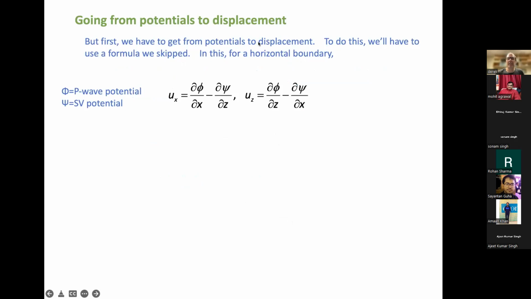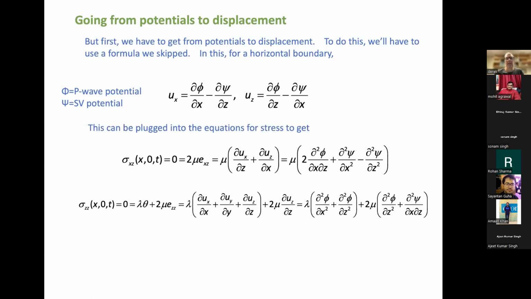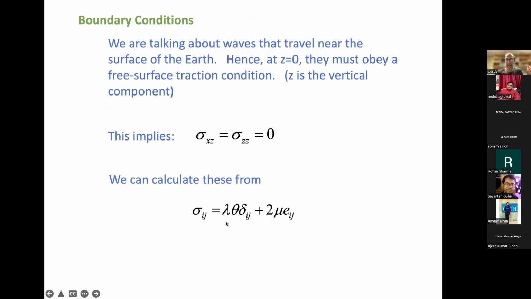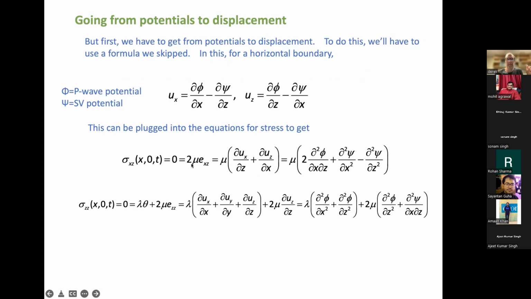And we want to get from potentials to displacement. To do this, we'll have to use a formula that we skipped. And in this, for a horizontal boundary, U sub x equals d phi dx minus d psi dz, and U sub z equals d phi dz minus d psi dx. This can be plugged into the equation that we had for stress, this equation right here, and set to 0 to get these formulas.